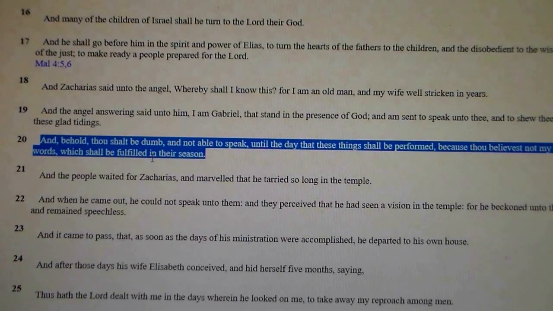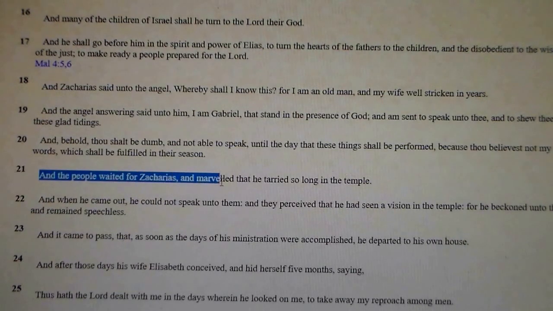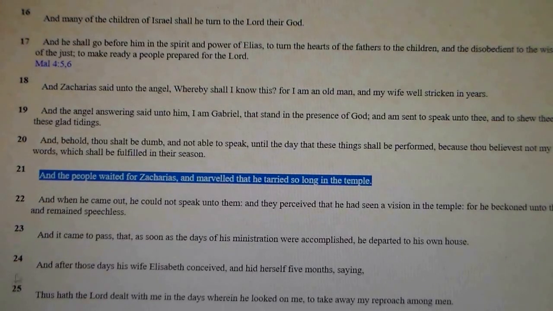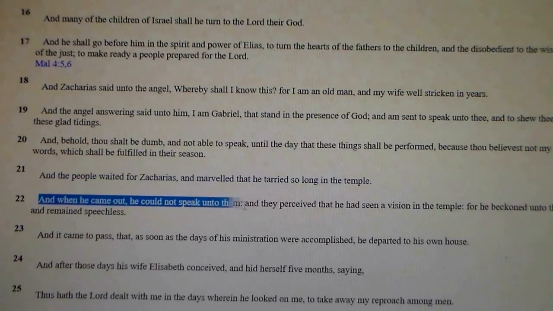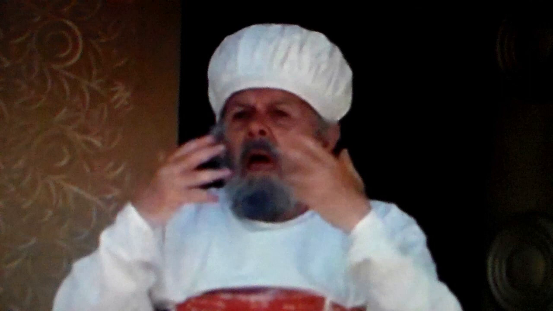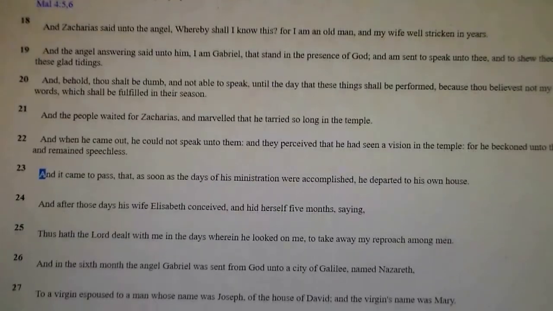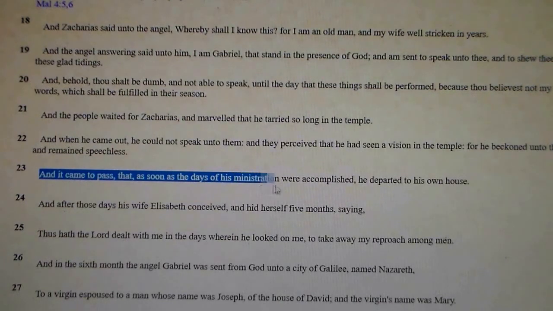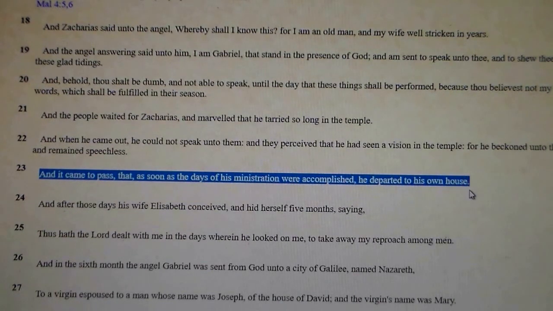So be careful when you don't believe God's word, especially when it's in front of you. Verse 21, and the people waited for Zacharias and marveled that he tarried so long in the temple. And when he came out, he could not speak unto them, and they perceived that he had seen a vision in the temple, for he beckoned unto them and remained speechless. And verse 23 says, here's where we pick it up again. Verse 23, and it came to pass that as soon as the days of his ministration were accomplished, he departed to his own house.